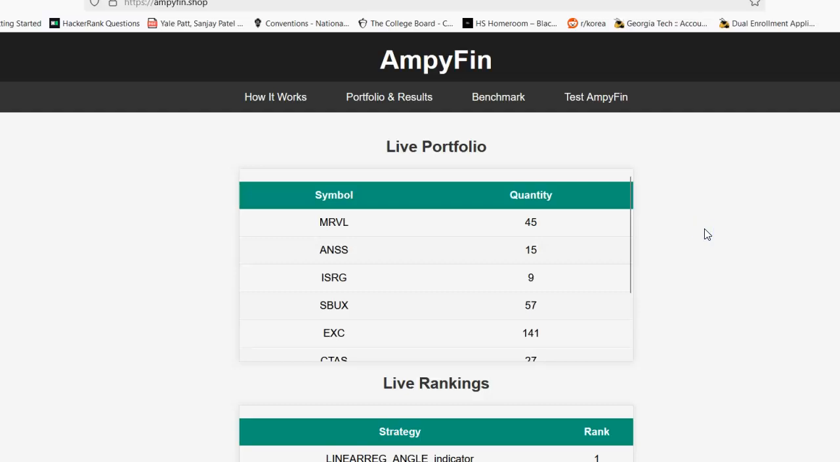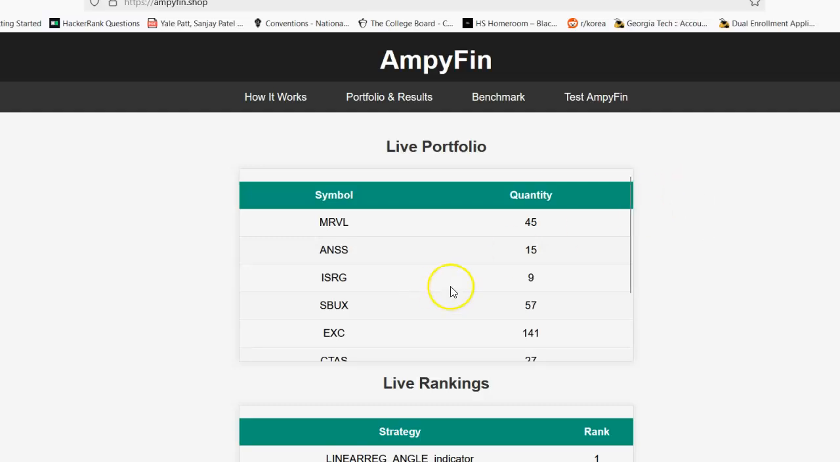So what I want to point out is that Ampyfin is not perfect. Just because it's machine learning, it's not perfect. It's still learning quant trading as well. And this is still using 25 years worth of data. So even though it's trained using 25 years worth of data, it still has its own flaws. It's still learning as well.